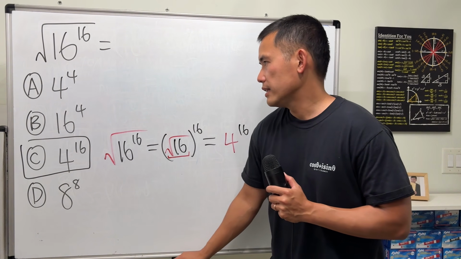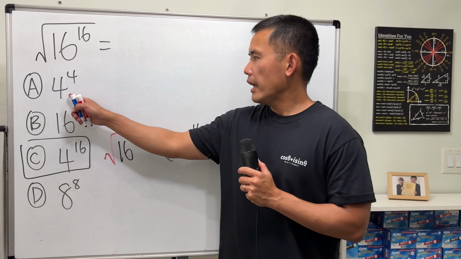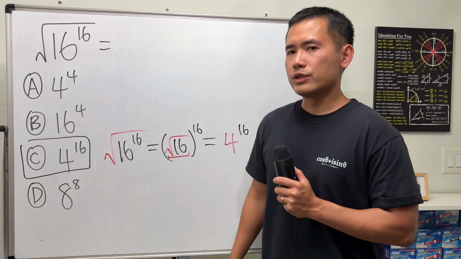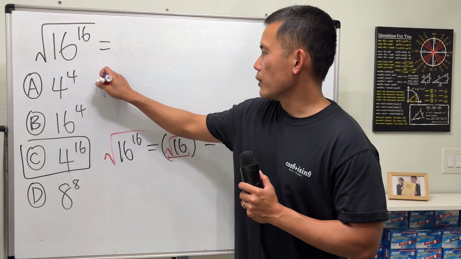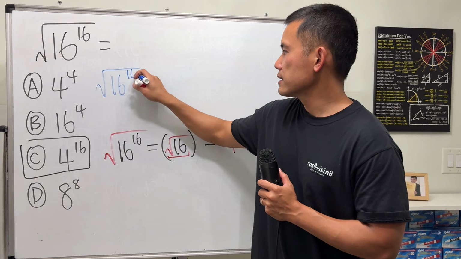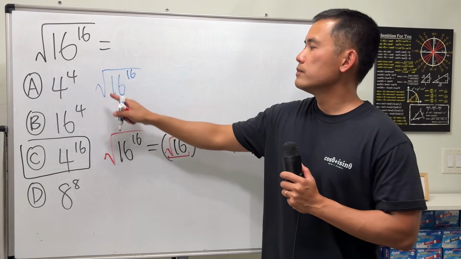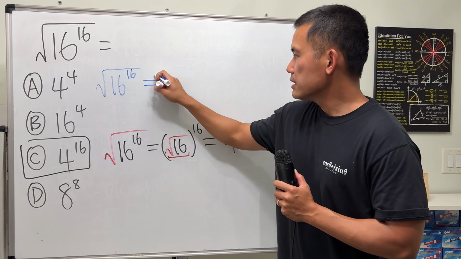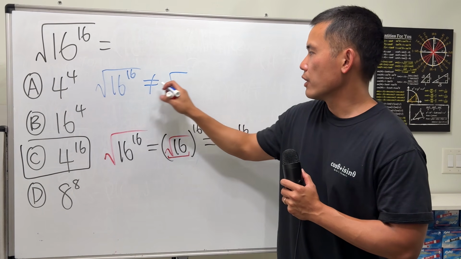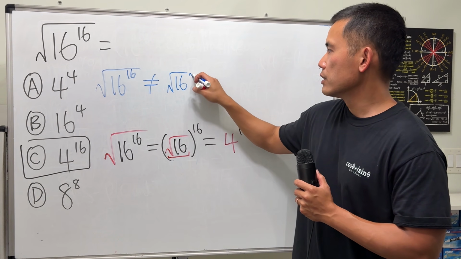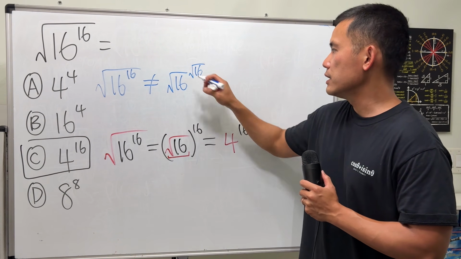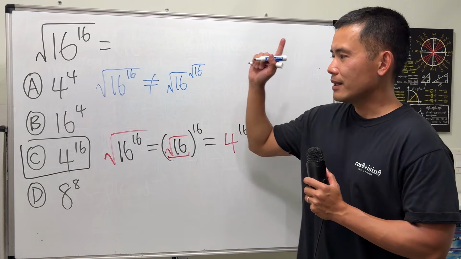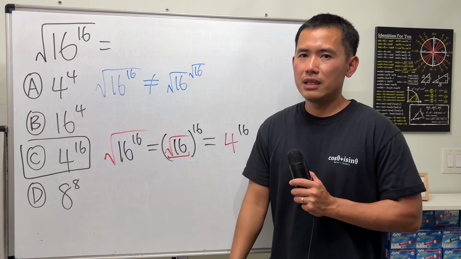Now let's take a look at the other options. A is 4 to the 4th power. So it looks like we're taking the square roots too many times. Be careful when you have square root of 16 to the 16th power, or in general, square root of a to the b's power. This is not the same as taking the square root of the base and then raised to the power of square root of the exponent. It's not equal. Again, I will explain why in a bit, but also let me talk about B.